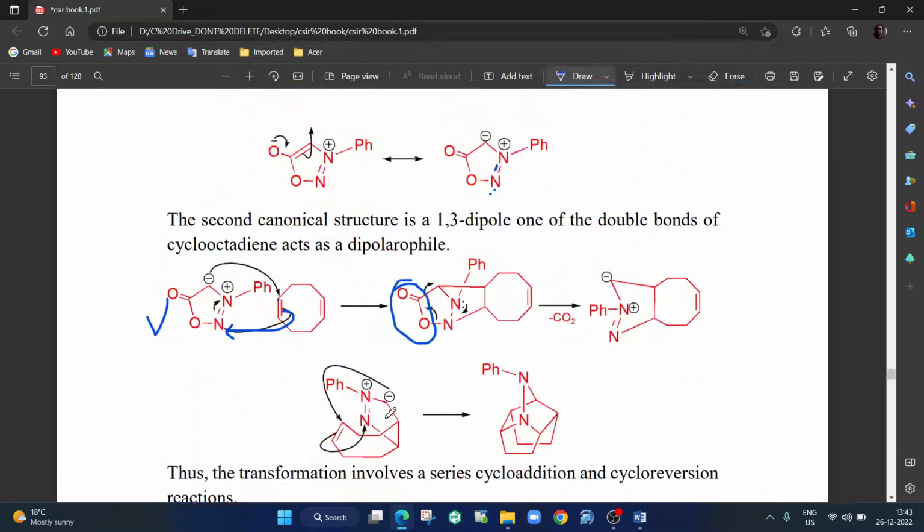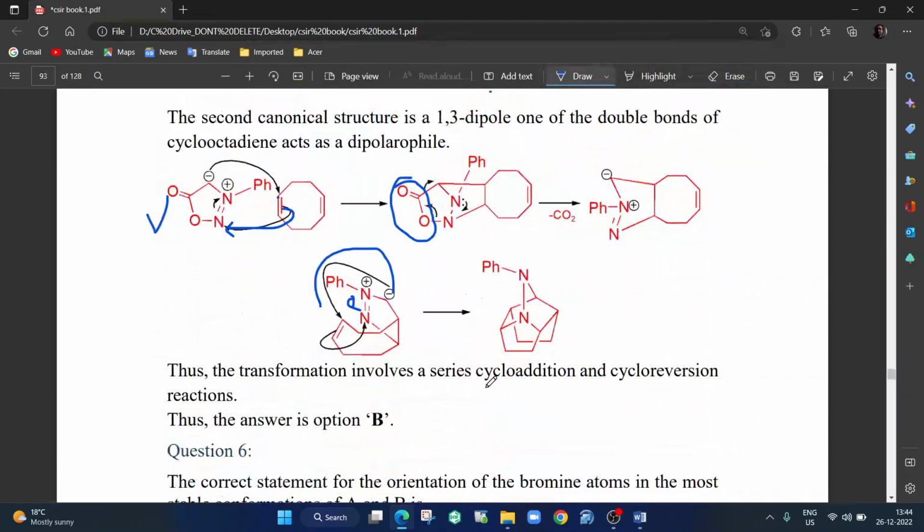Then again it undergoes cycloaddition, this negative charge, again the same thing, a 1,3 dipole. So this goes and attacks here, this comes and attacks here, this goes here, and you get this structure. So it is a series of cycloaddition and cycloreversion reactions. So the answer is option B. Right, that's it for this video. Thank you.